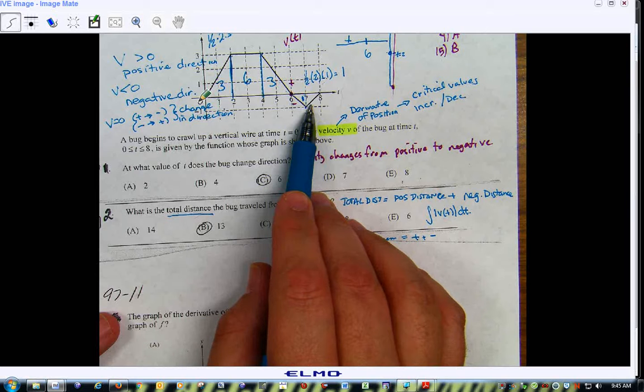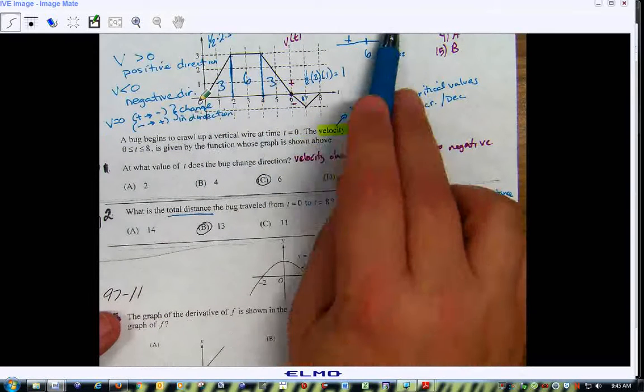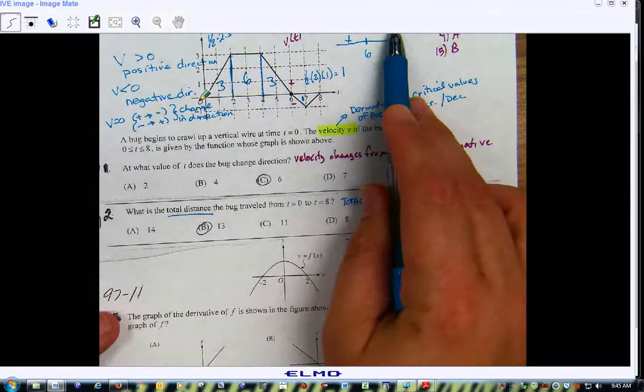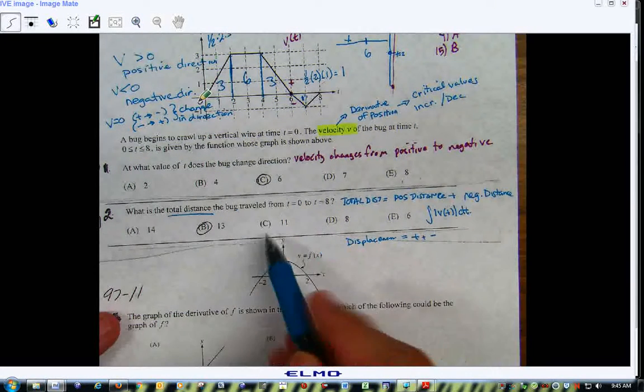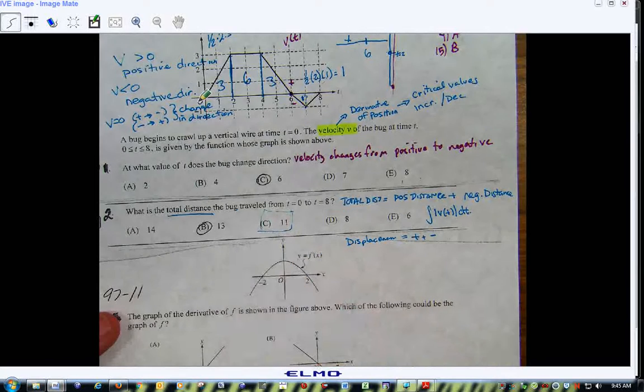But what was his total distance? He went 12 that way and 1 this way, so he went a total of 13 spaces. So he traveled 13 spaces even though he ended up at 11. So there's 13. Notice that 11 is right there because that would have been your other answer. And then the other answers are all just gibberish.